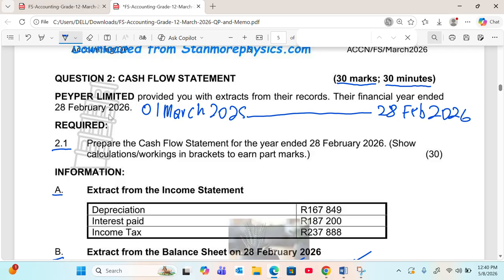So it means now guys, our current year will start when? From the 1st of March 2025 up until when? The 28th of February 2026. So it is very important guys always to check your accounting period.